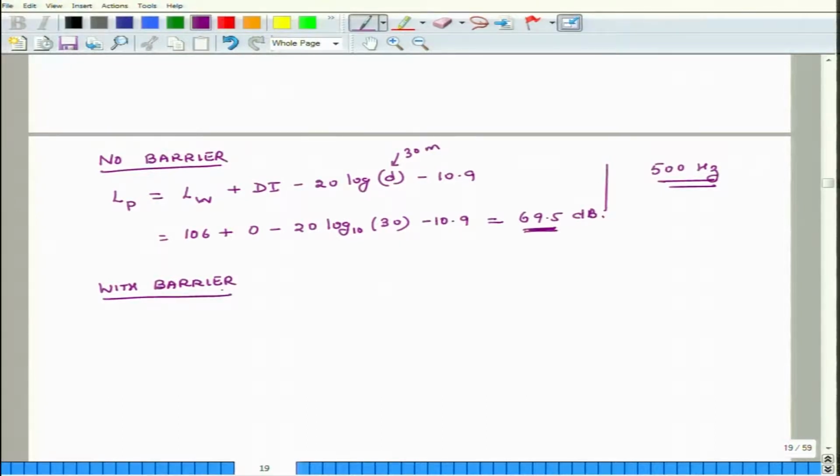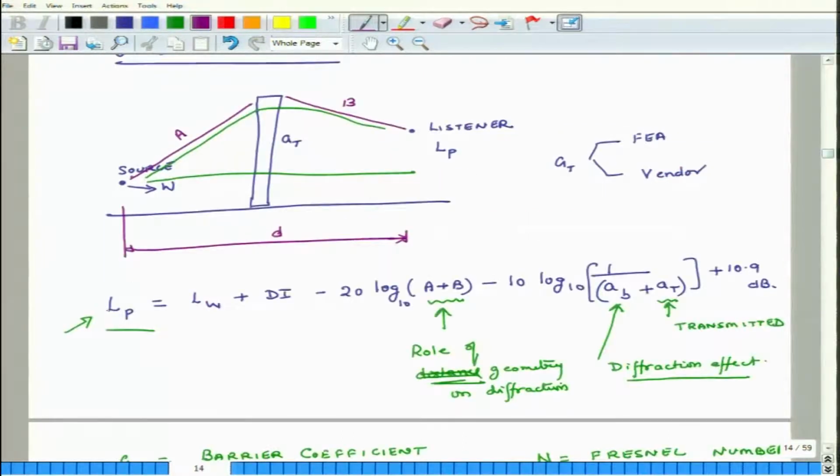With the barrier, what do we have to do? We have to use this particular relation. So, we have to compute A, we have to compute B, we have to compute AB, and we have to compute AT. With all these data, we can plug it into this relation and calculate the value of the sound pressure level, and we have to do it for all the frequency bands. So, that is what we will do.